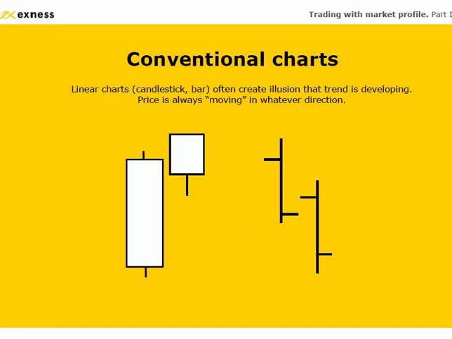When we watch conventional charts, such as candlestick charts or bar charts, which are widely used by traders, they often can create an illusion that a trend is developing, that it is going in whatever direction. Price is always moving in terms of closing higher or closing lower than the previous bar. And too often traders lose perspective of what is happening on the higher time frames. They lose the feel of the context. They just focus on the right side of the chart.